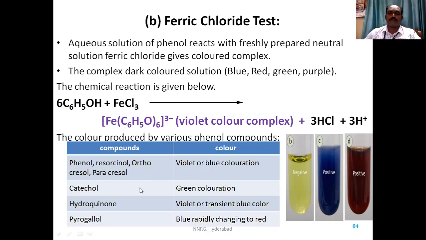If it is catechol, a benzene ring with two hydroxy groups ortho to each other, it gives a green coloration. Hydroquinone, where the hydroxy groups are para to each other, gives violet or transient blue color. Pyrogallol, a phenol which contains three hydroxy groups at positions 1, 2 and 3, gives blue, then rapidly changes to red. The point here is, the ferric chloride test is a very simple test. When you add a neutralized ferric chloride solution to a solution of phenol, it gives a colored complex solution that indicates the presence of phenol.